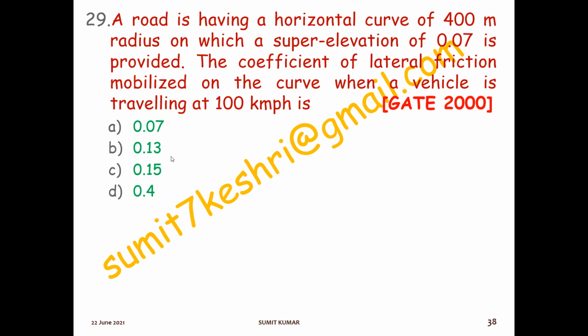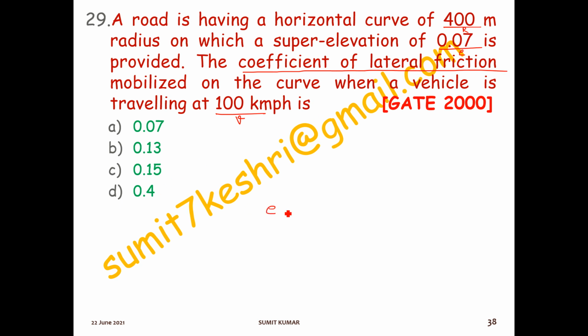Now read this question. A road is having a horizontal curve of 400 meter, that is R is given, on which a super elevation of 0.07, that is E is also given, is provided. What is the coefficient of lateral friction mobilized on the curve when a vehicle is traveling at 100 km per hour, that is V is also given? You need to calculate the coefficient of lateral friction.